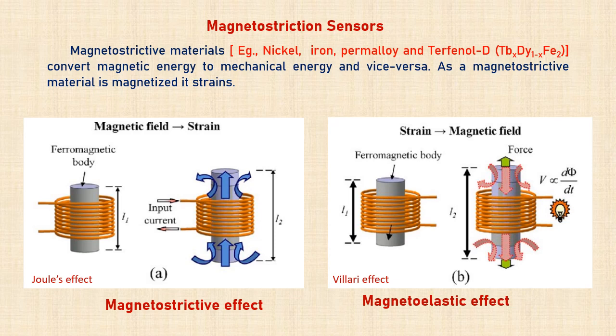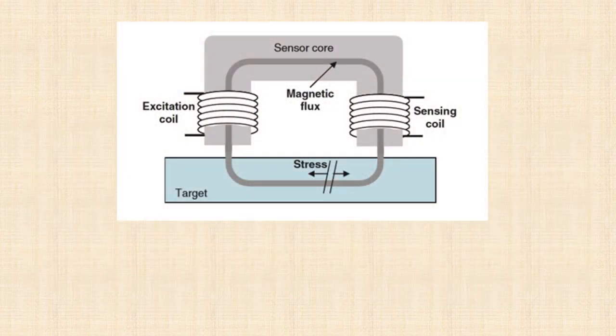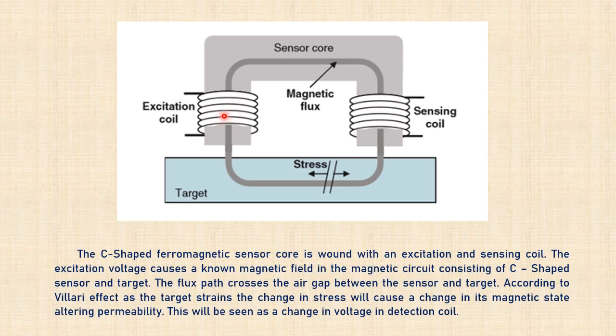Based on these two principles, the magnetostrictive effect and magnetoelastic effect, let me now explain how an active magnetostrictive sensor works. This is the simple design of an active magnetostrictive sensor. In this diagram we see a C-shaped ferromagnetic sensor core. This is the core, and now there is an excitation coil, as you see here, and now there is a sensing coil.